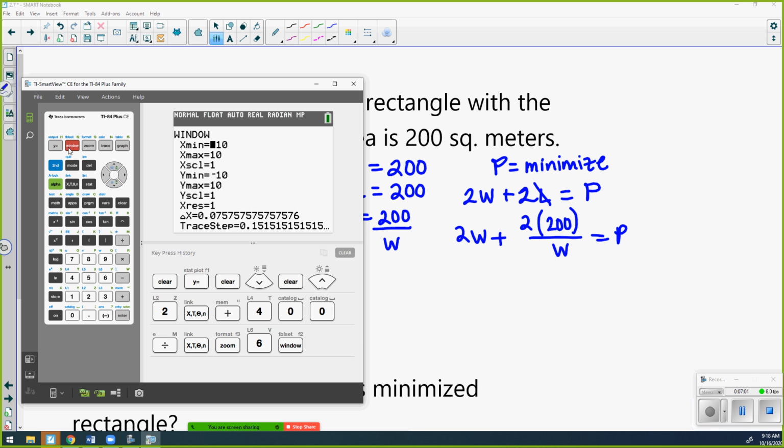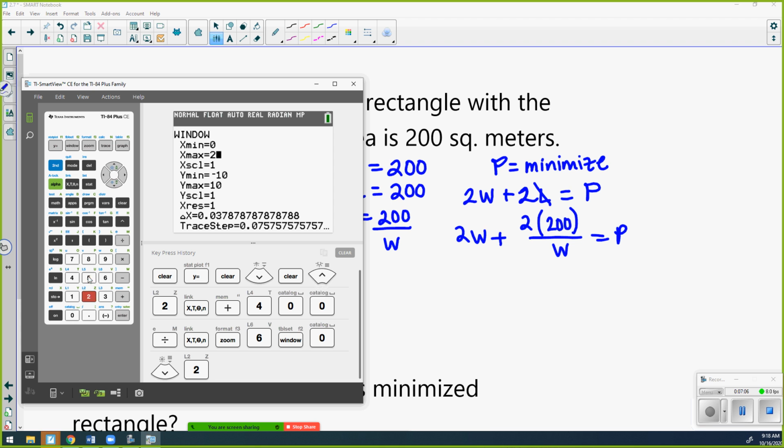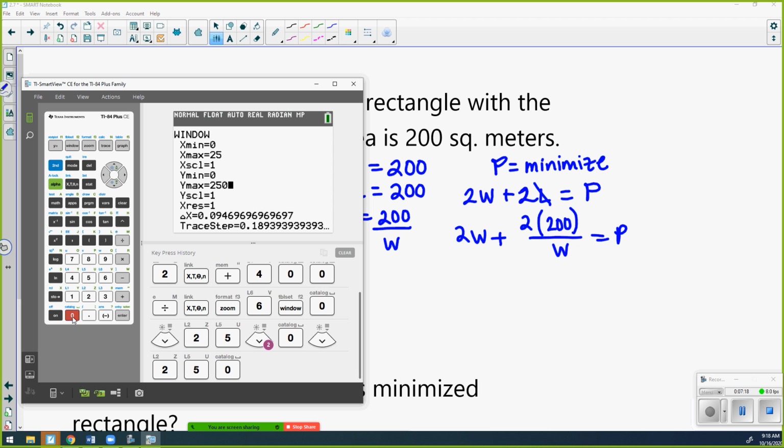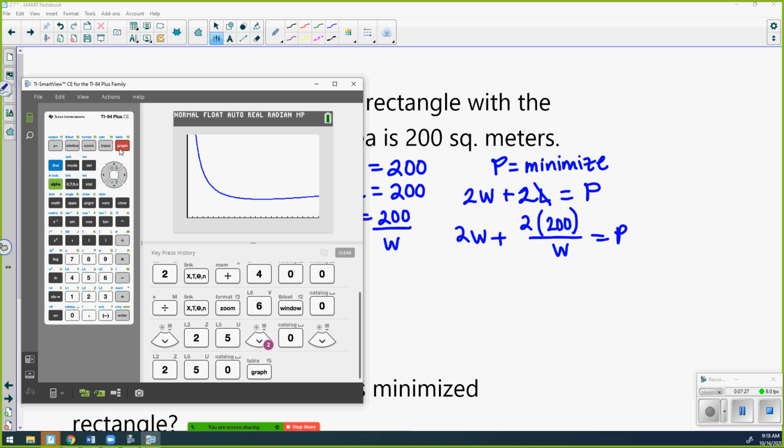I don't really see anything. Let's change my window. In terms of x, I can go from 0 to maybe 25. I don't want to consider any negative values of x or y because lengths, area, perimeter, none of that stuff can be negative. And then my maximum, I'm going to say 250. My maximum area was 200. Maybe that's too much. Okay, this is what it looks like. Interesting. It does look like I'm going to have a minimum value somewhere in here.